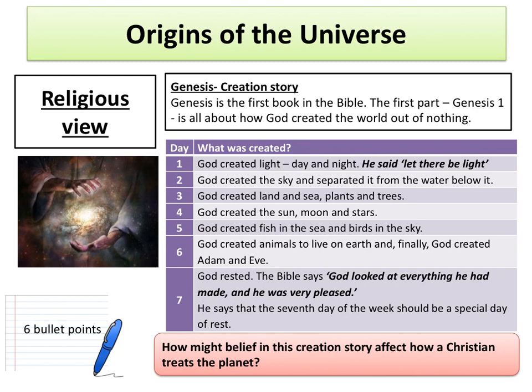Day 5, God creates the fish in the sea and the birds in the sky. Day 6, God creates animals to live on the earth, and finally, he creates Adam and Eve, the first 2 people. On day 7, it says that God rested, and in the Bible it says, God looked at everything he made, and he was very pleased. He says that the 7th day of the week should be a special day of rest, and that's why Christians and Jewish people use the 7th day of the week as a day of rest and a day of worship.